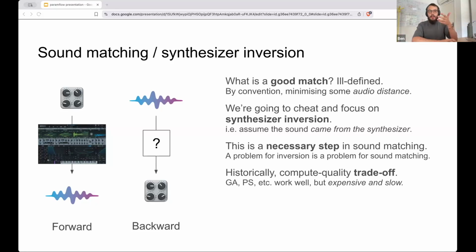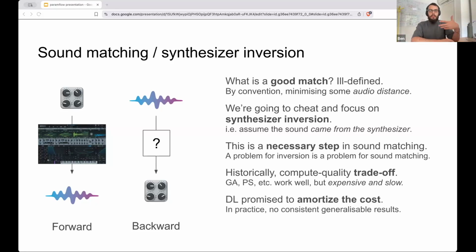The hope with machine learning, with neural networks in particular, was that we could amortize the cost of this. So we train once, and then hopefully we can quickly infer things as many times as we want. In practice, this didn't quite materialize in the way we wanted because the quality of the outputs of these neural network-based systems was not consistently high. Something that worked in one case did not work well for other synthesizers, and so on.